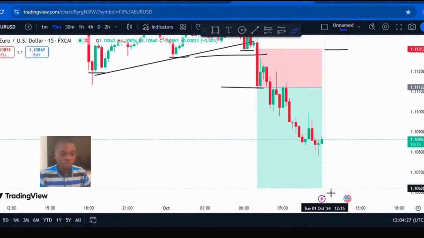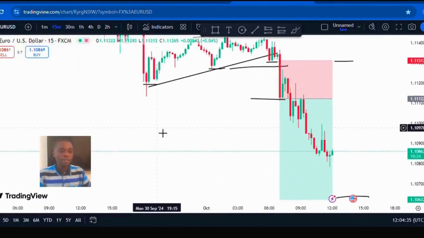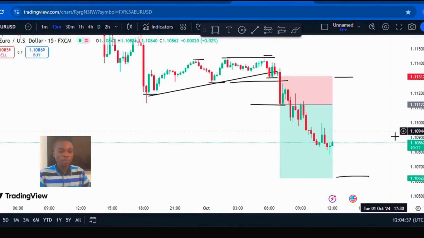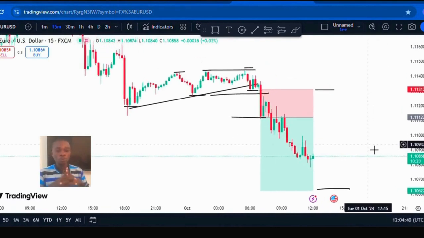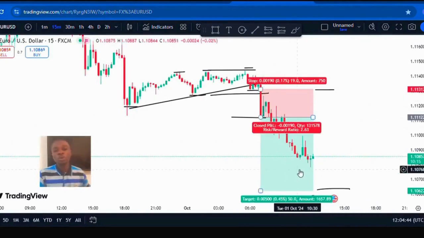Now your analysis is complete at this point. You are good to go. And you can see the market will just keep on heading in your direction because you have drawn a perfect support and resistance.